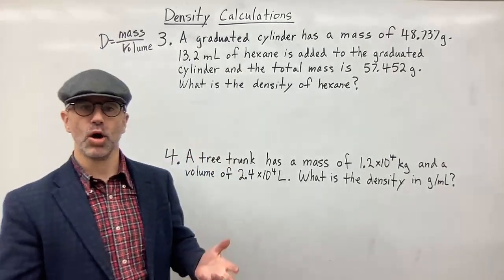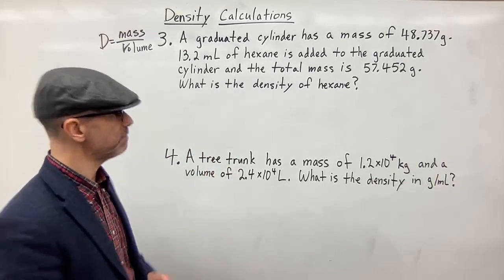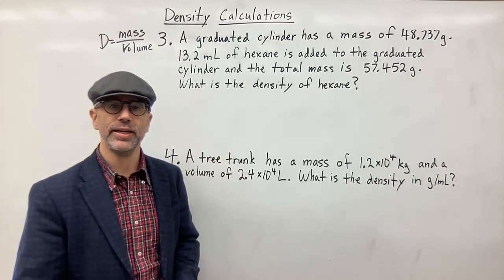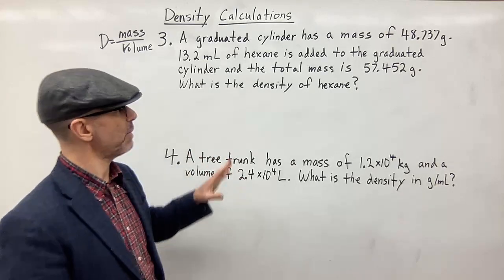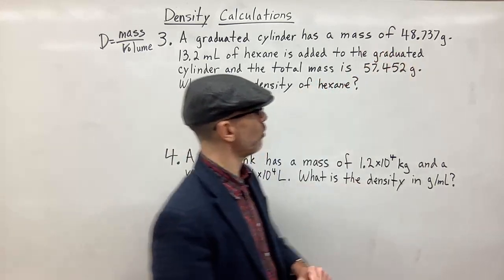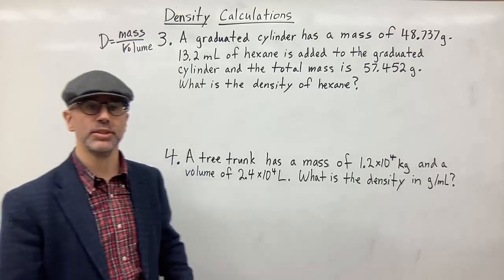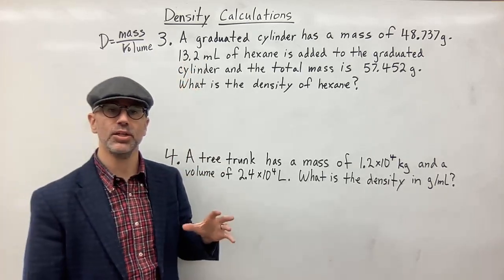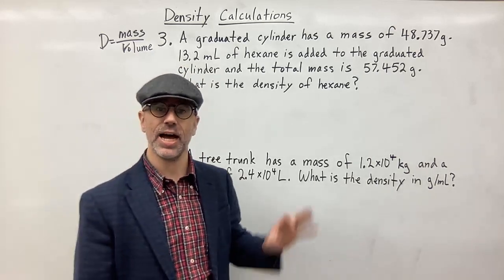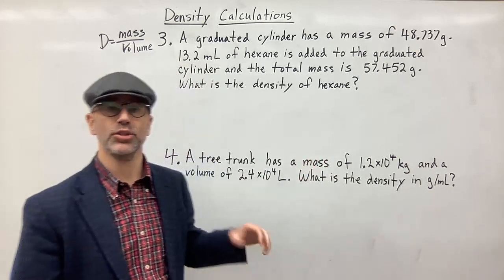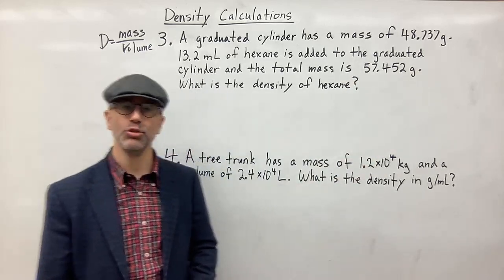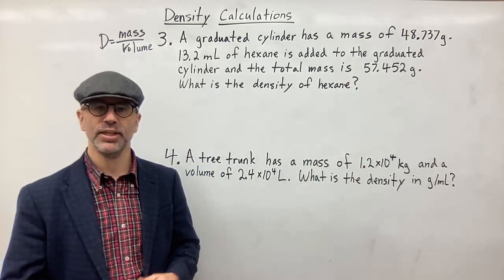Okay, here are 2 more problems. Problem number 3, very similar to problem number 1. You have a graduated cylinder again, and it has this time a mass of 48.737 grams. You add 13.2 milliliters of hexane this time to the graduated cylinder, and the total mass is 57.452. What is the density of the hexane?